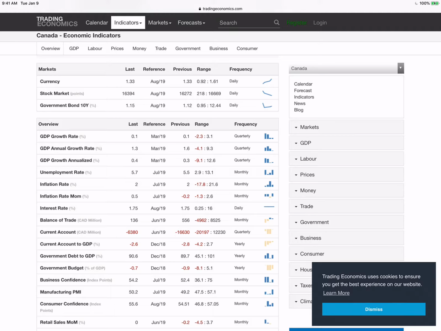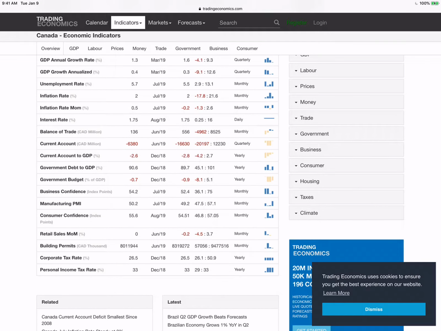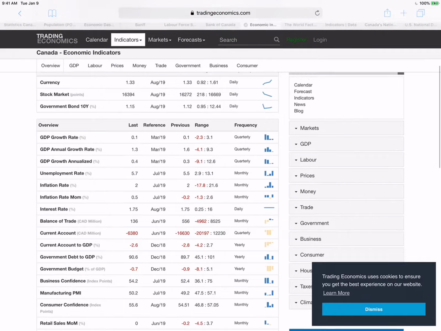What you'll also find when you're in this website, because it's built for comparisons across countries, oftentimes the information is in US dollars. So if you're going to use this as a source, make sure you are specifying which currency you're looking at. So here you see the balance of trade is in Canadian dollars, but some of the other stats are in US dollars.